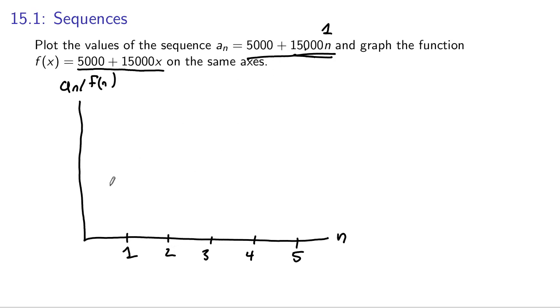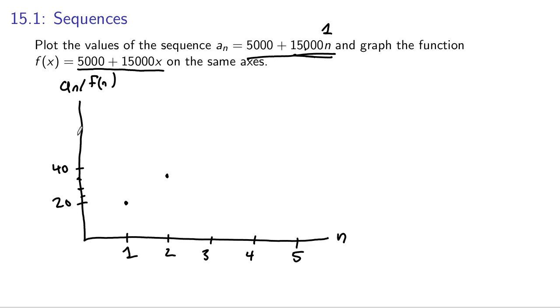So the plot at a sub 1, we had 20,000. I'm going to write this in thousands. So that's 20. At a sub 2, we added 15,000 to that, so we end up at 35,000 at a sub 2.